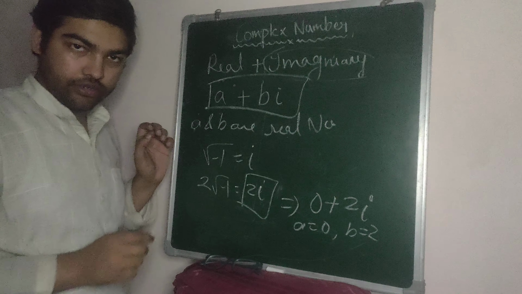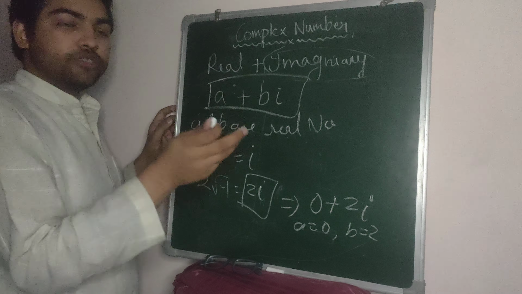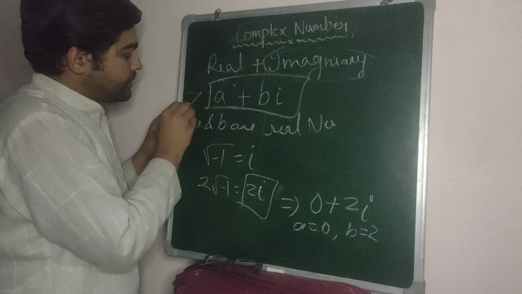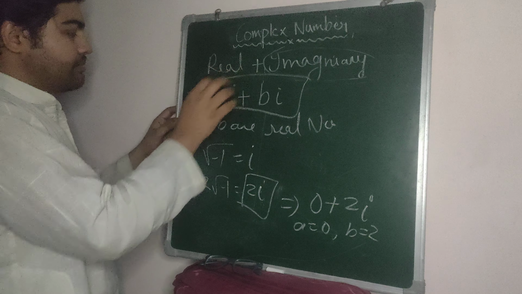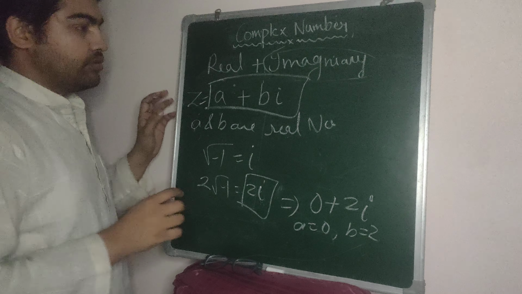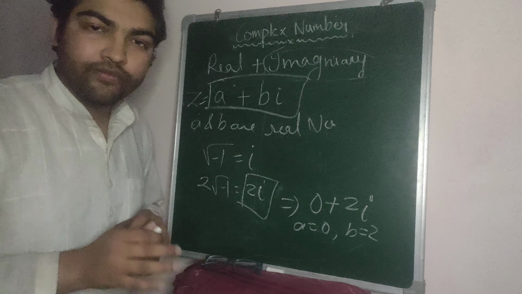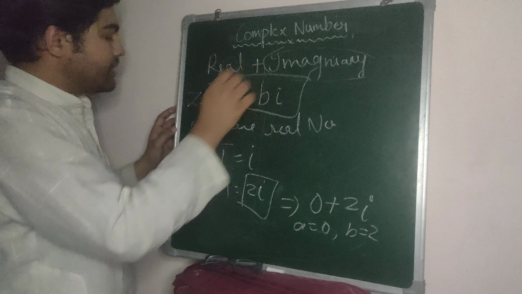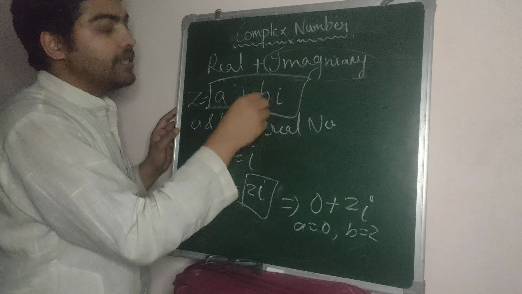This is the complex number. A complex number should be represented as Z. So what is the general form of the complex number? The general form of the complex number is Z is equal to A plus Bi.